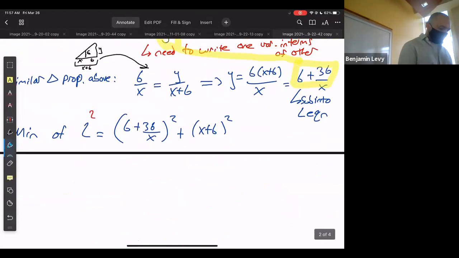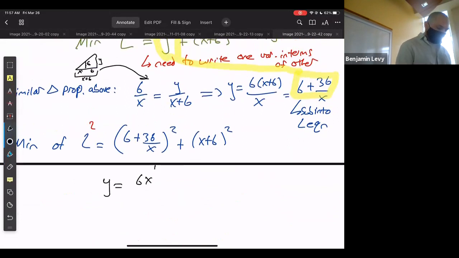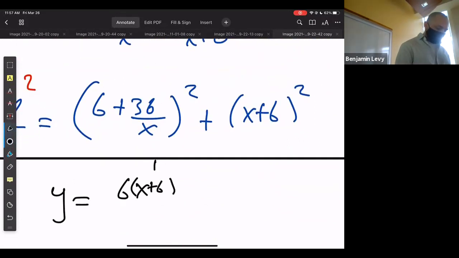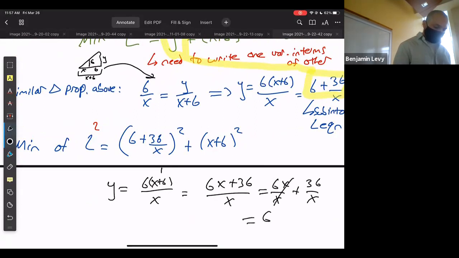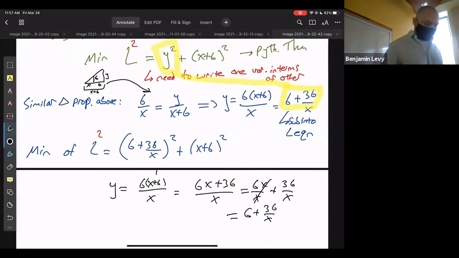So we have y equals 6x plus 6. You can distribute the 6, and then you break it up into 2 fractions. These cancel, and you get this. There's really no need necessarily to do that. I just had them do that algebra when I was working on this one earlier.